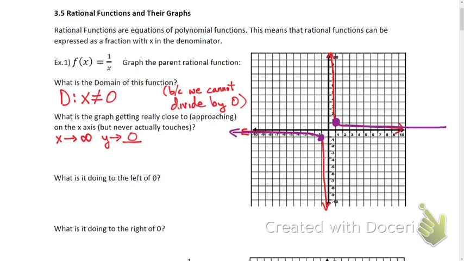So you can write that 2 ways. As x approaches negative infinity, y is approaching 0. It's a really confusing idea.